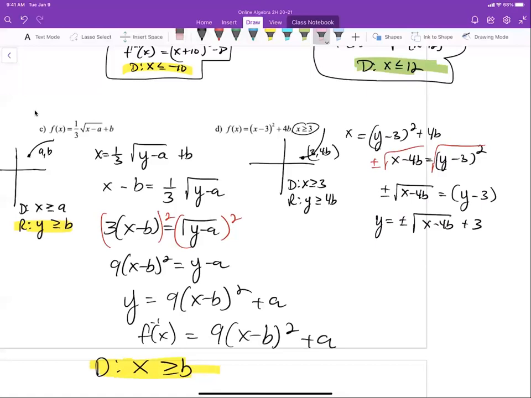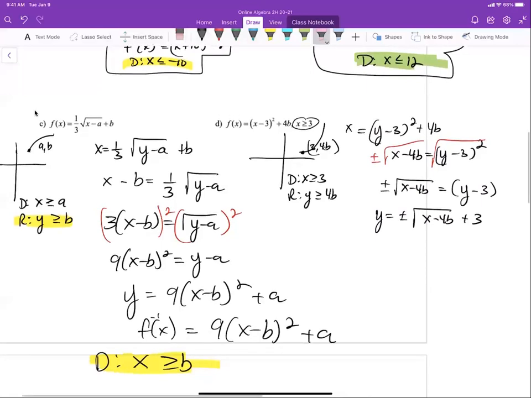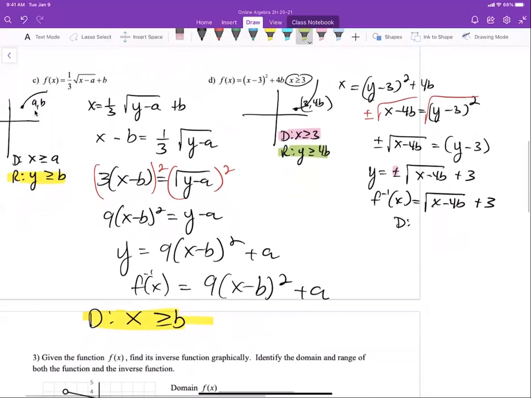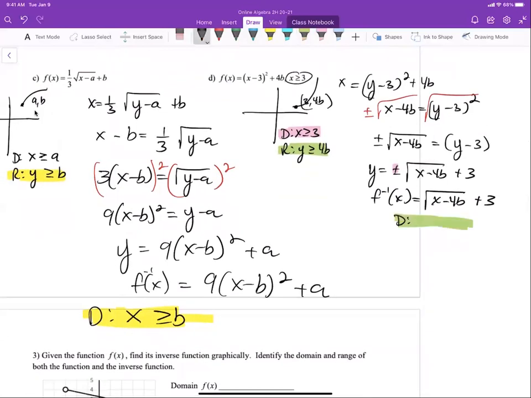Now, which do I need? I need the positive branch or the negative branch. The domain from the previous problem is my new range, and it will be greater than or equal to 3, so I need the positive branch of that. So the inverse function of x is equal to the square root of x minus 4b plus 3. And then my domain was my original range, and I get x has to be greater than or equal to 4b. And there is your answer.